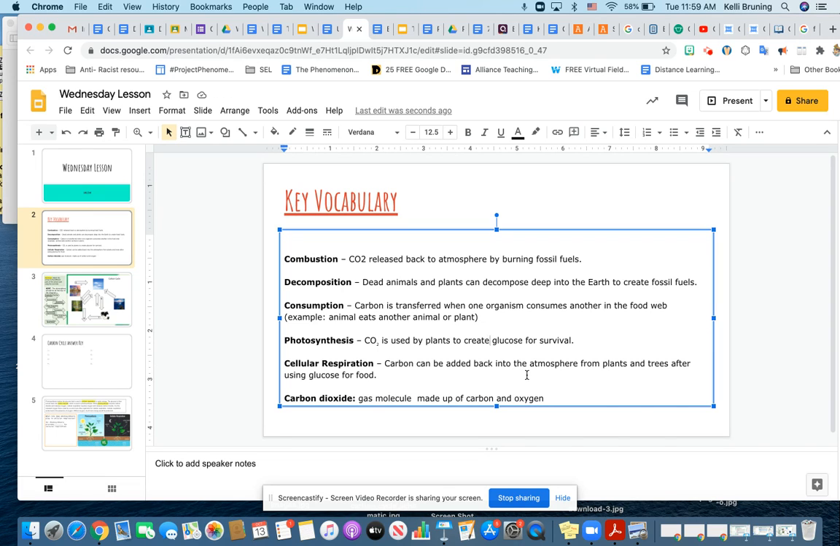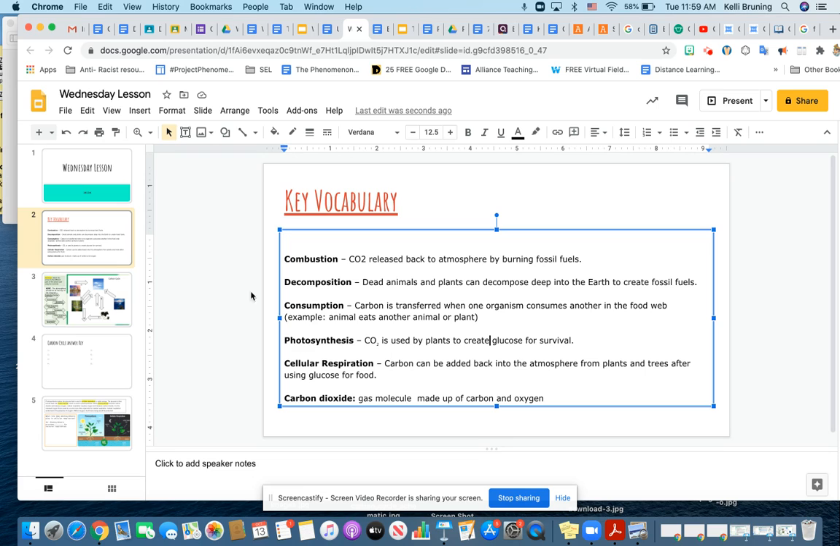And then we have our cellular respiration, and this is when carbon is added back into the atmosphere from plants and trees, and it uses this glucose from photosynthesis for food. So it uses this glucose and oxygen too to put carbon dioxide and water back into our atmosphere. And then we have our carbon dioxide, which is our gas molecule. And this is made up of carbon and oxygen. And this is what we find in the air.